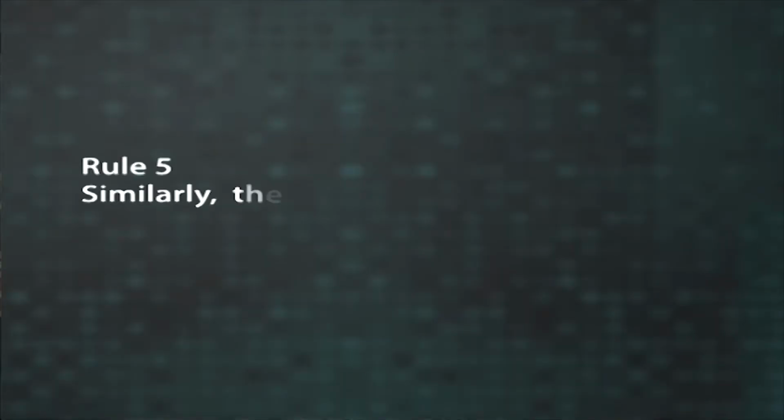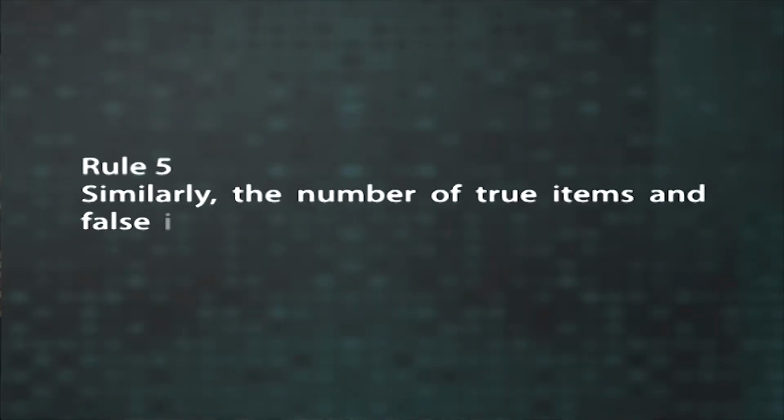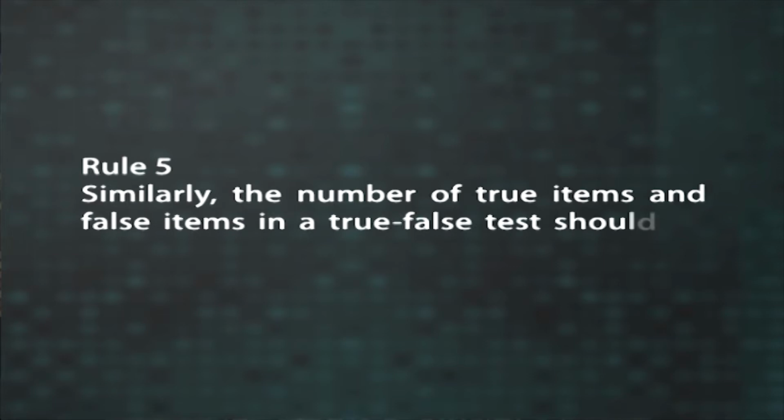Rule 5. Similarly, the number of true items and false items in a true-false test should be approximately equal. This is done so that the response sets will not influence the scores of students positively or negatively. We have already seen that some students consistently mark statements as true when they are in doubt. Some others may mark statements as false when they are in doubt.